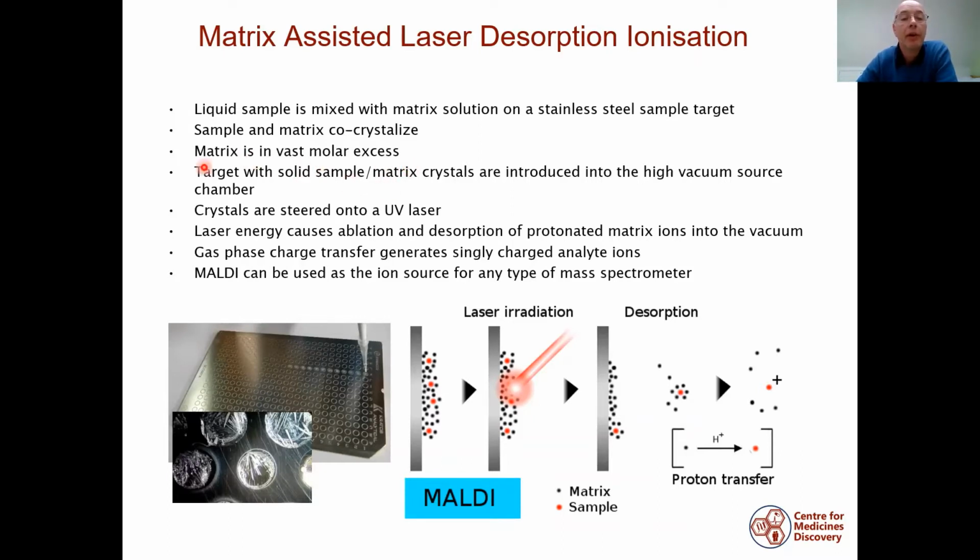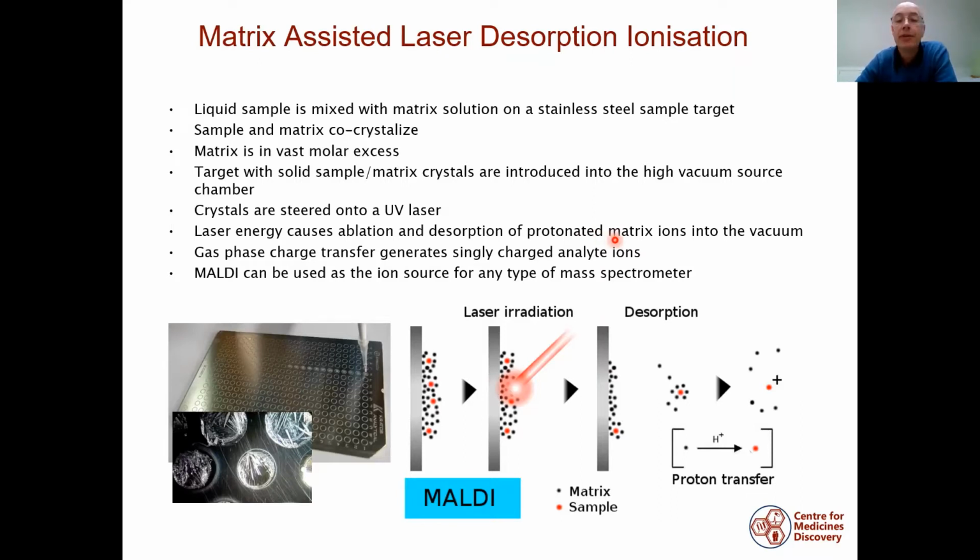So on the target we have a solid sample, and when the matrix and the sample have crystallized, we have a solid sample and matrix crystal, and these can then be introduced into the high vacuum of the mass spectrometer source chamber. So we have a UV laser, that's the laser desorption part, and the crystals are steered onto that laser beam, and the laser energy will cause ablation of those crystals. There will be desorption of the sample and of the protonated matrix ions into the vacuum.